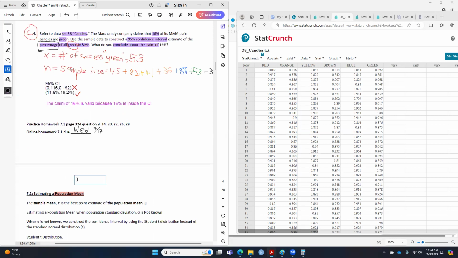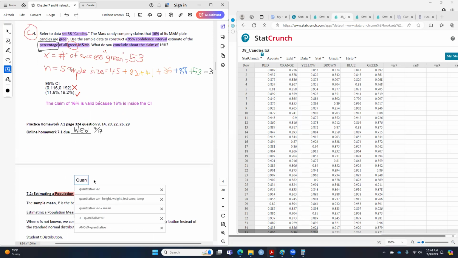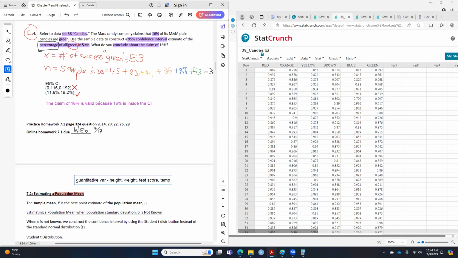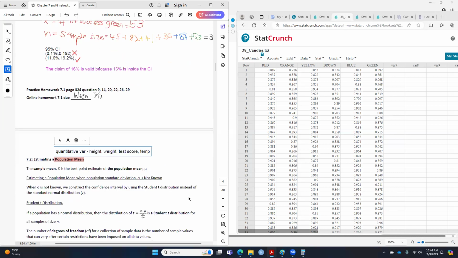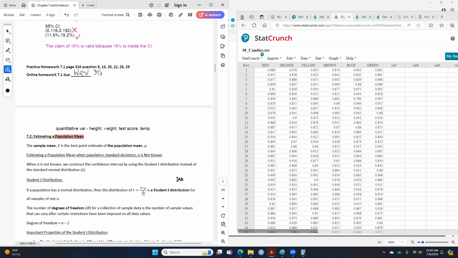All right, so far, what we did is all categorical variables, which is all about categories. So that's why we do population proportion, or sometimes we use the word percentage, okay? Population percentage. For 7.2, we are doing population mean. The first thing you need to know is that when you want to find the confidence interval, the population mean is going to be a quantitative variable type, like height, weight, test score, temperature. Those are the questions that they will ask you for this 7.2.